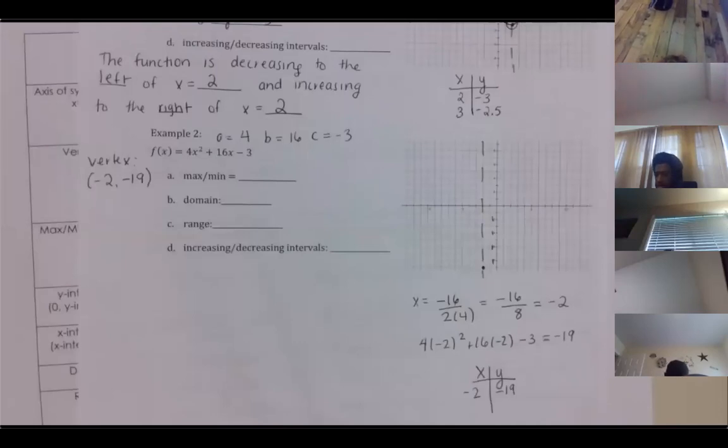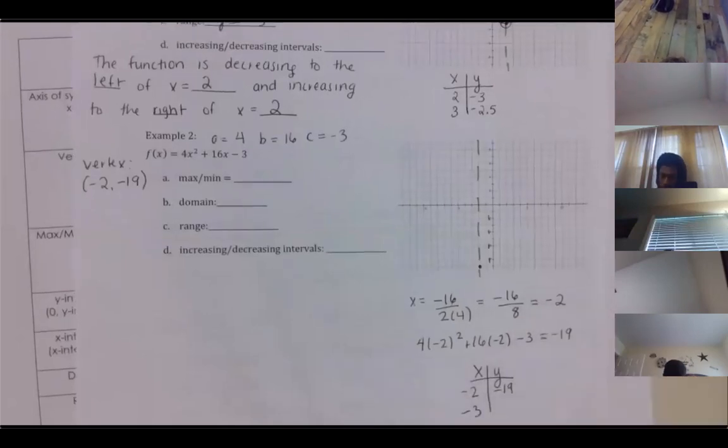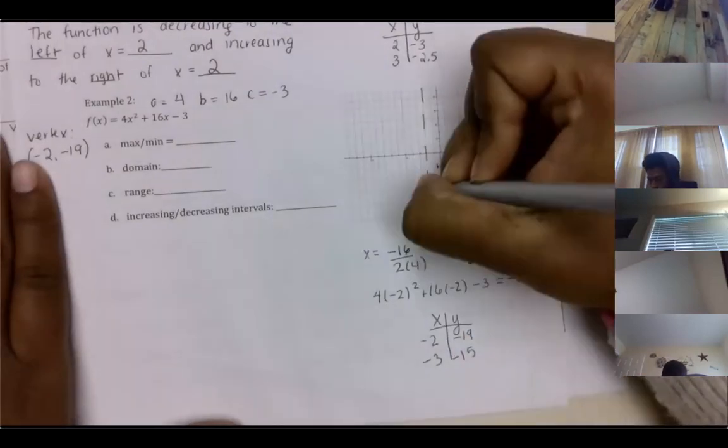-3. You can do -3, yeah. I usually use one that's greater than, but -3 will also work. That's fine. You just want to choose something on either side of the vertex. So if I plug in -3 into my function, it's going to be 4 parentheses -3 squared plus 16 times -3 minus 3, and that's -15. So go to -3, -15.